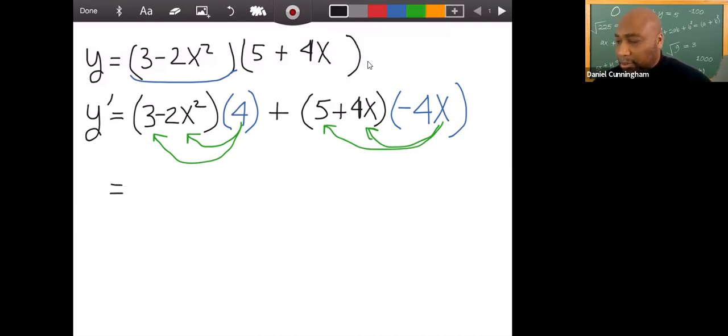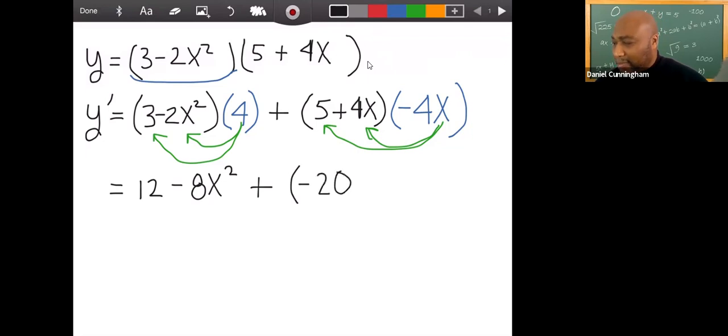So this is equal to, if we do our math correctly, 12 minus 8x squared. Do you agree? That's that first term. What we're doing is using the distributive property, plus, in this case, I'll say negative, I'm putting parentheses so I don't lose my negative, negative 20x minus 16x squared.